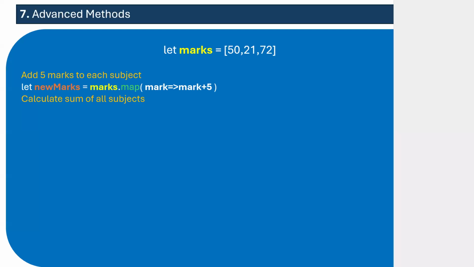Now let's get into the next requirement. I want to calculate the sum of all subject marks. Guys, tell me which one to take. Reduce, right? Because we need a single value from an array. See, marks dot reduce. As I explained, sub 1 and sub 2 are 50 and 21 the first time, then it will be 71. So 71 will be stored into sub 1, and now 72 will be sub 2. Final return is 71 plus 72, which is 143. So total marks will become 143.